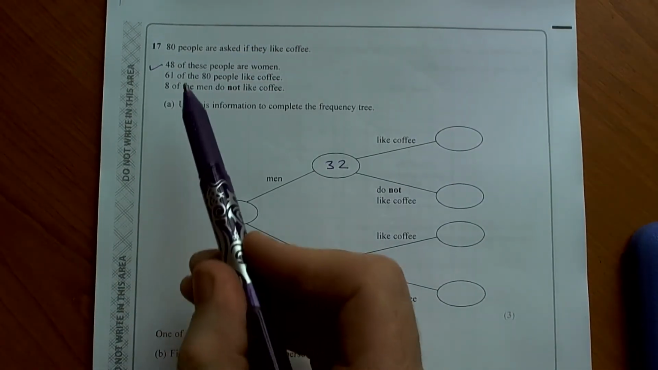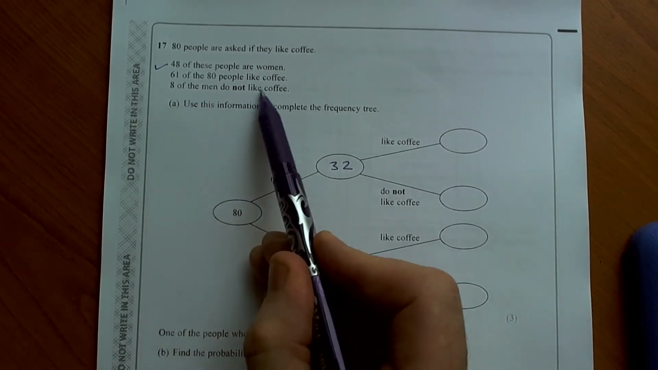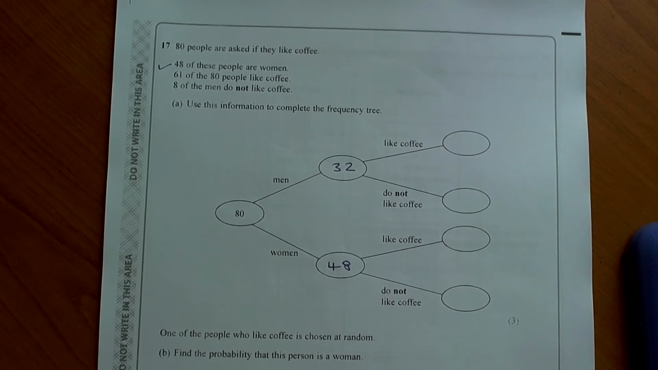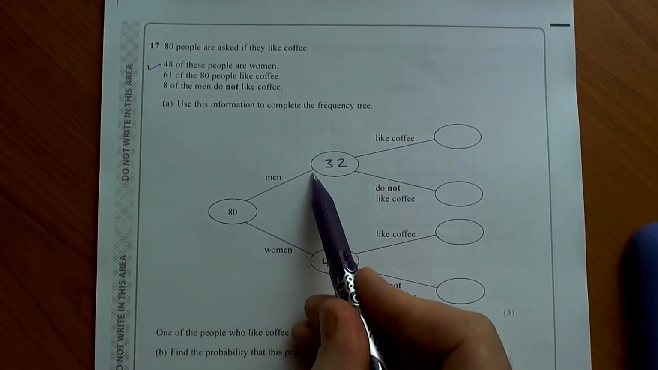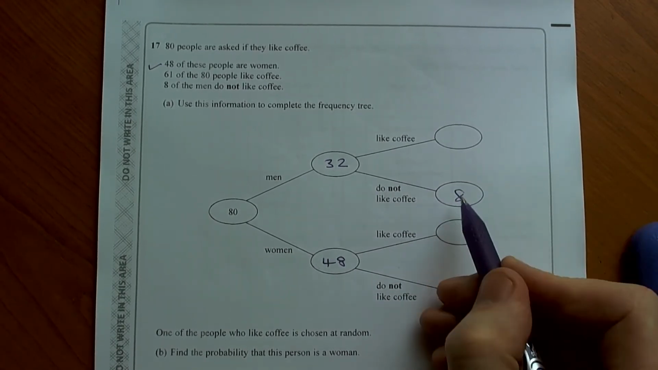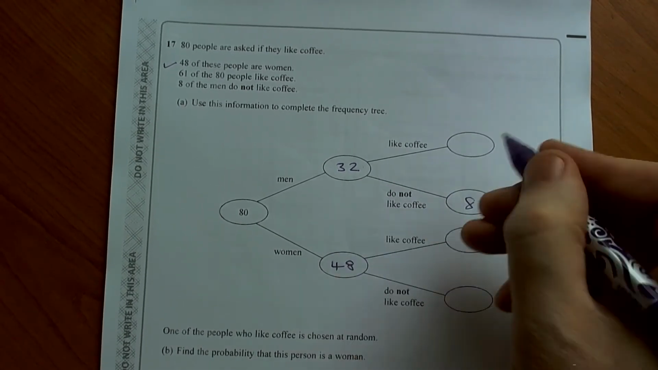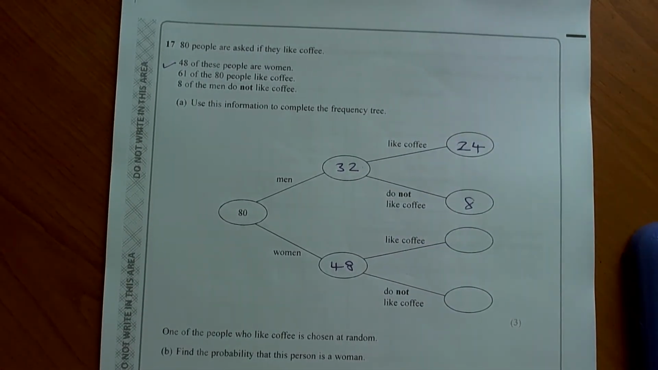And it says 61 of the 80 people like coffee. 8 of the men do not like coffee. So 8 of the men going along this branch here do not like coffee. That's going to be an 8 in there. So that one and that one must add up to 32. So that one must be 24.